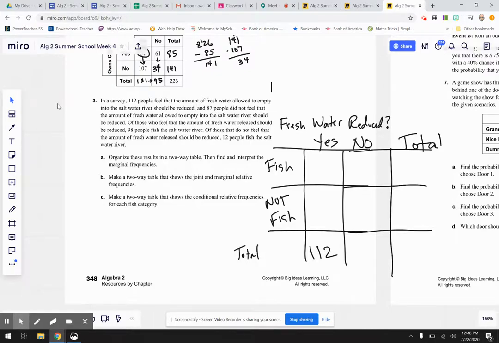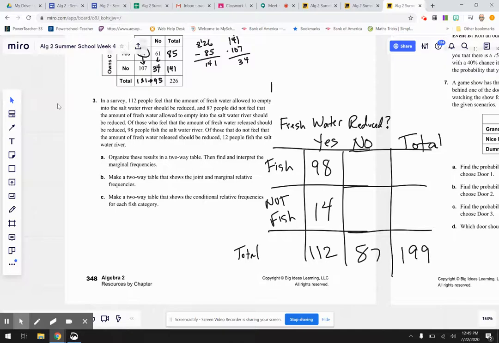And it says 87 people did not feel that the amount of fresh water should be reduced. So we now know 87 goes down there at the bottom. So we now know that we have a total of 199 people, because if you add those two together, you get 199. So we come back up to the problem. It says, of those who feel that the fresh water should be reduced, 98 people fish. So out of the 112 yeses, 98 do fish. The other ones don't. If you take 112 minus 98, you're going to get 14 people that want it to be reduced, but they don't fish.